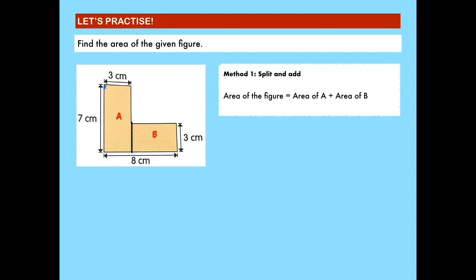Let's begin by getting the area of rectangle A. To get the area of rectangle A, we multiply its breadth and length, which is 7 and 3. 7 multiplied by 3 is 21 square centimeters. The area of rectangle A is 21 square centimeters.